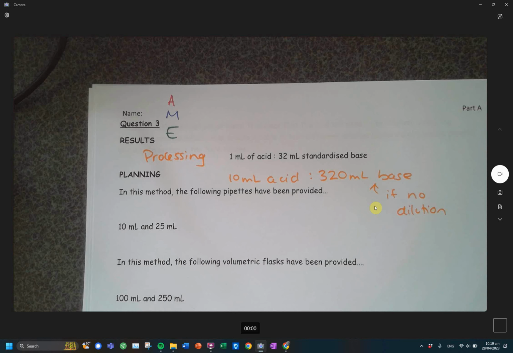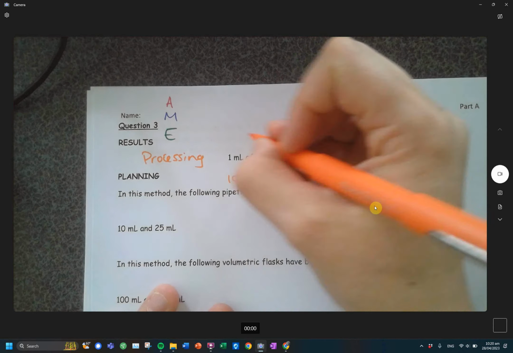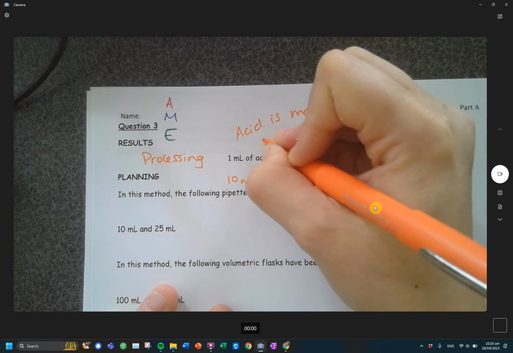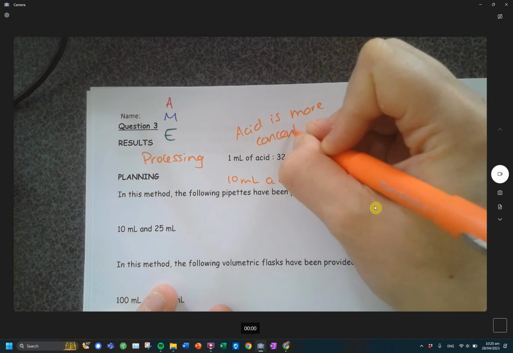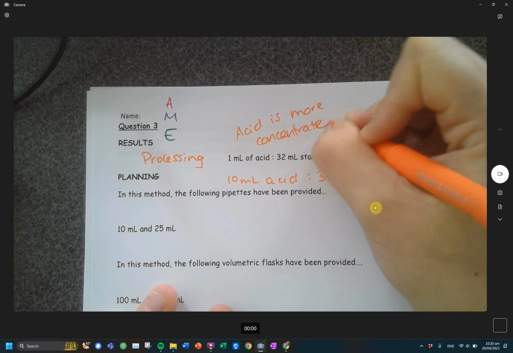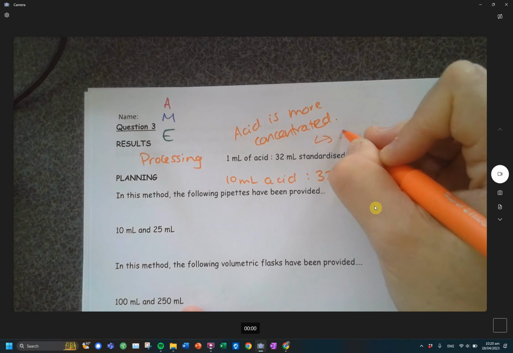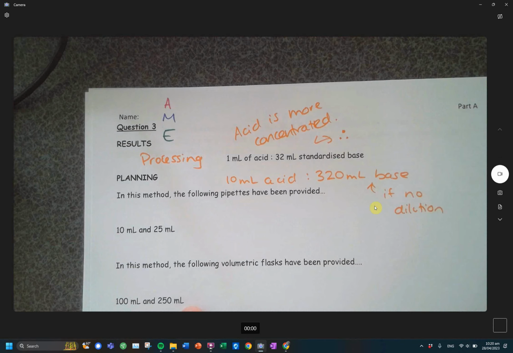When I'm looking at these two things, which is more concentrated, the acid or the base? The acid, because I need a very small amount of acid versus the amount of base I'm using. So keep in mind when we're looking at this, the acid is more concentrated. So what am I supposed to do then? Dilute the acid. I don't know if you see this in math sometimes, but that's what they're there for.